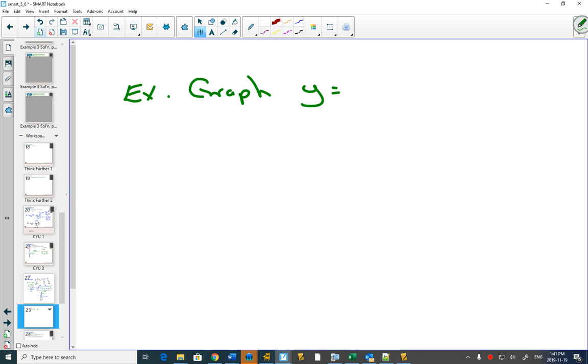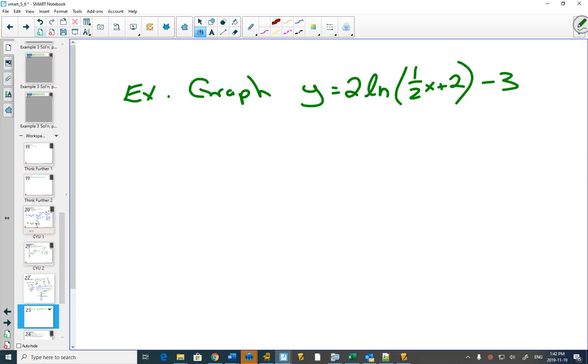Here, the hardest one I can think of. There we go. Why is this one hard? Well, it's a natural log, which shouldn't make it any harder, but does.